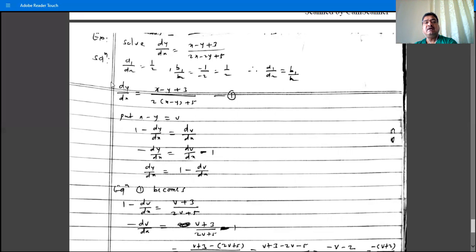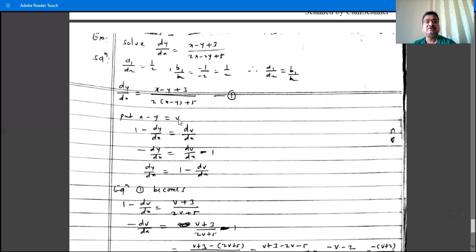So if a1 by a2 is equal to b1 by b2, then we have a common factor in numerator and denominator of the type ax plus by. In this example, a is 1 and b is minus 1, giving ax plus by. This type of factor, ax plus by, is common in numerator and denominator. So substitute ax plus by is equal to v.